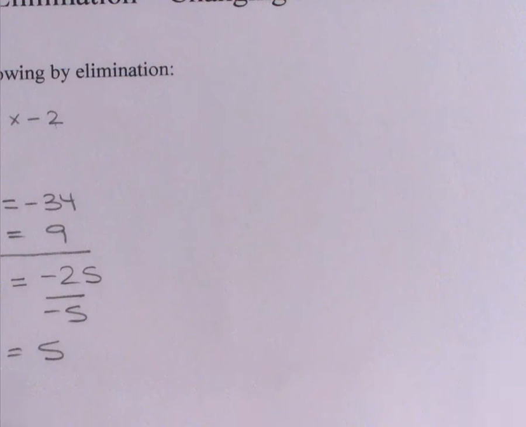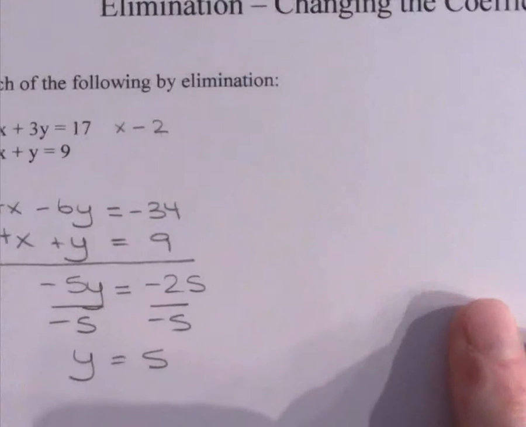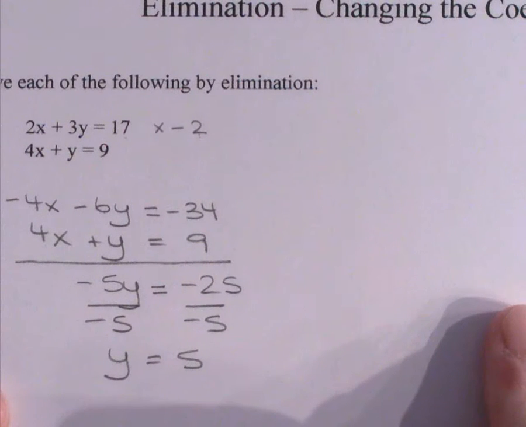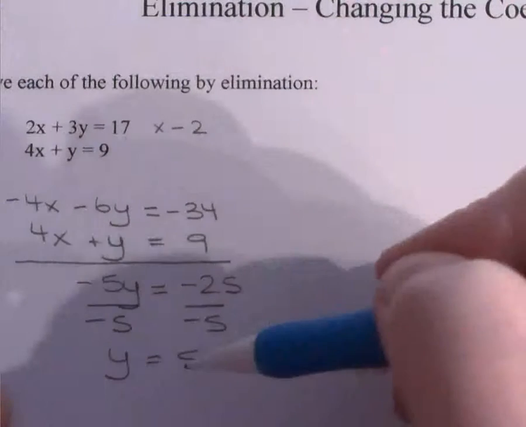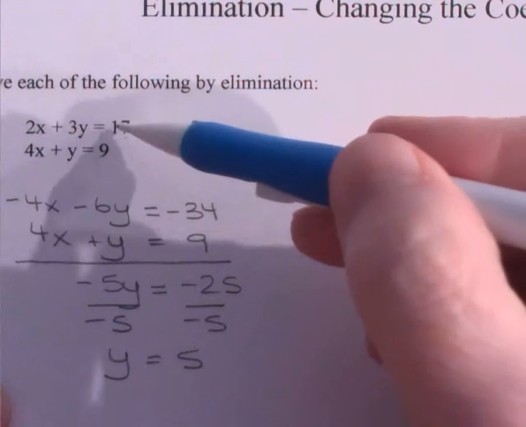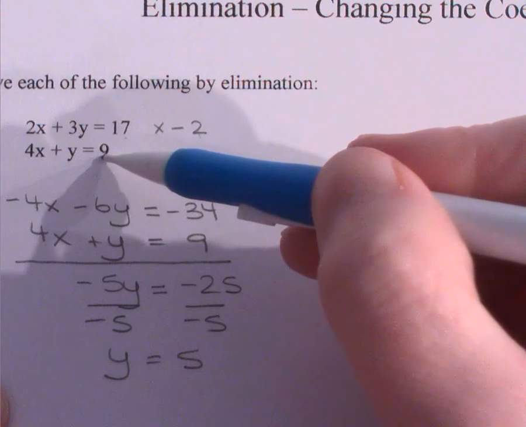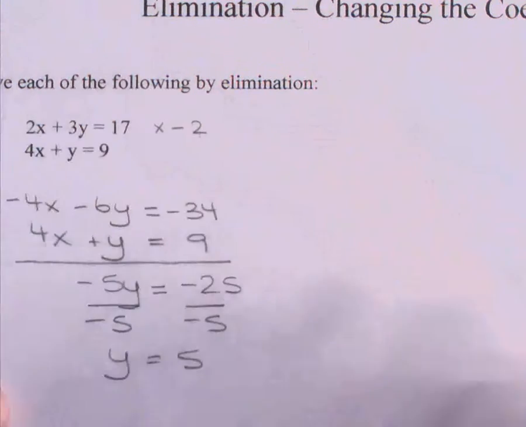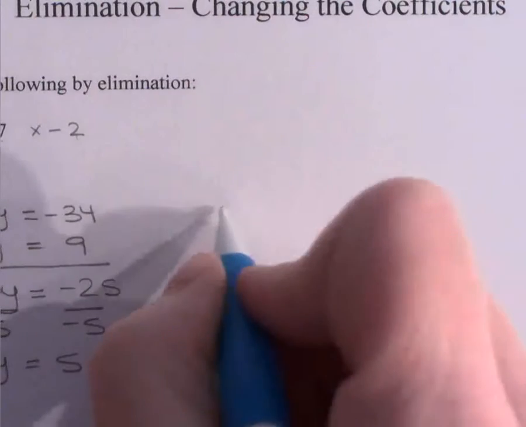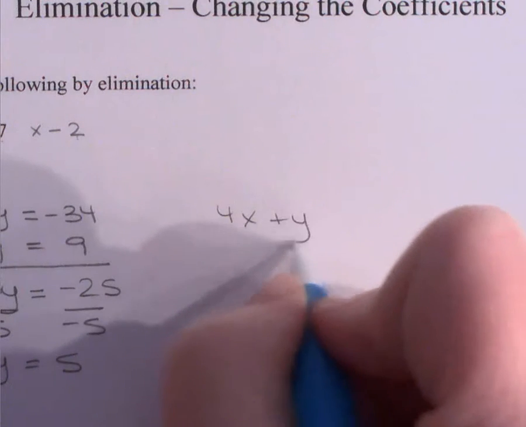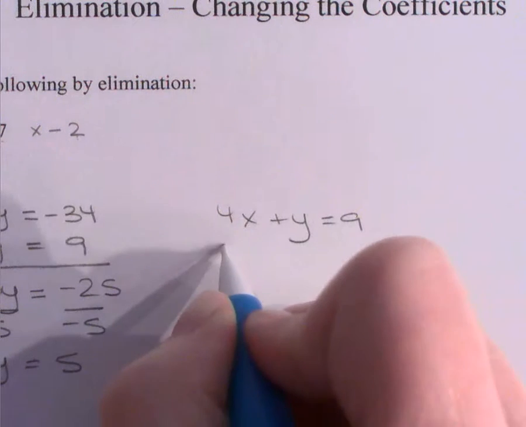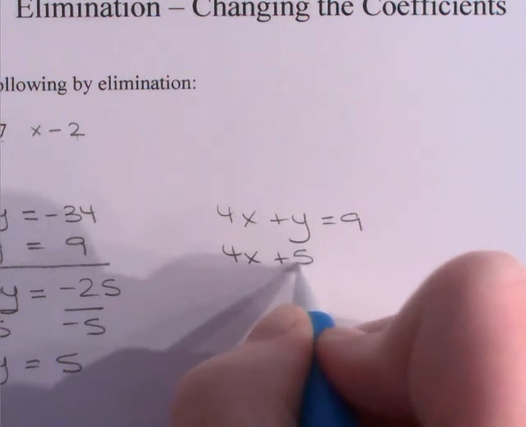Now I want to be able to solve for x. So I have y is equal to 5, and same thing as we've done for the last couple of days now, we can go back and plug it in either into equation 1 or equation 2. I'm going to pick equation 2 just because the numbers are a little smaller. So I have 4x plus y equals 9, so I have 4x plus 5 equals 9.